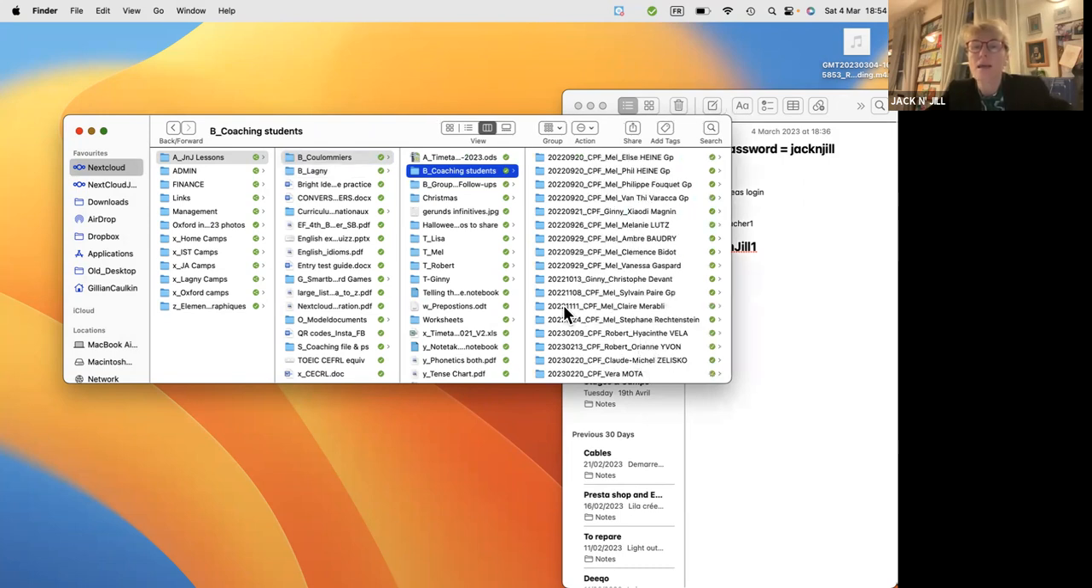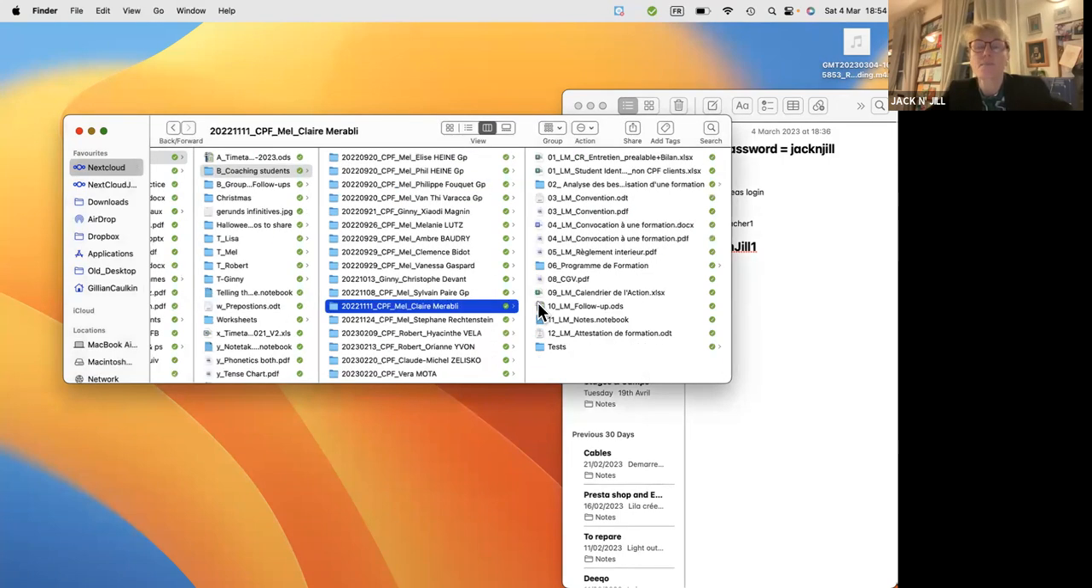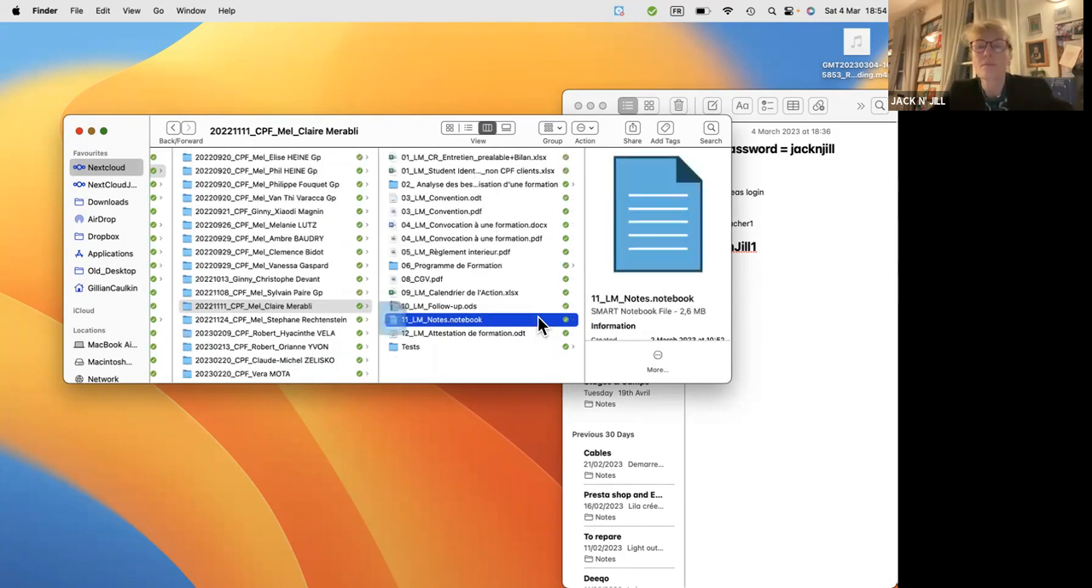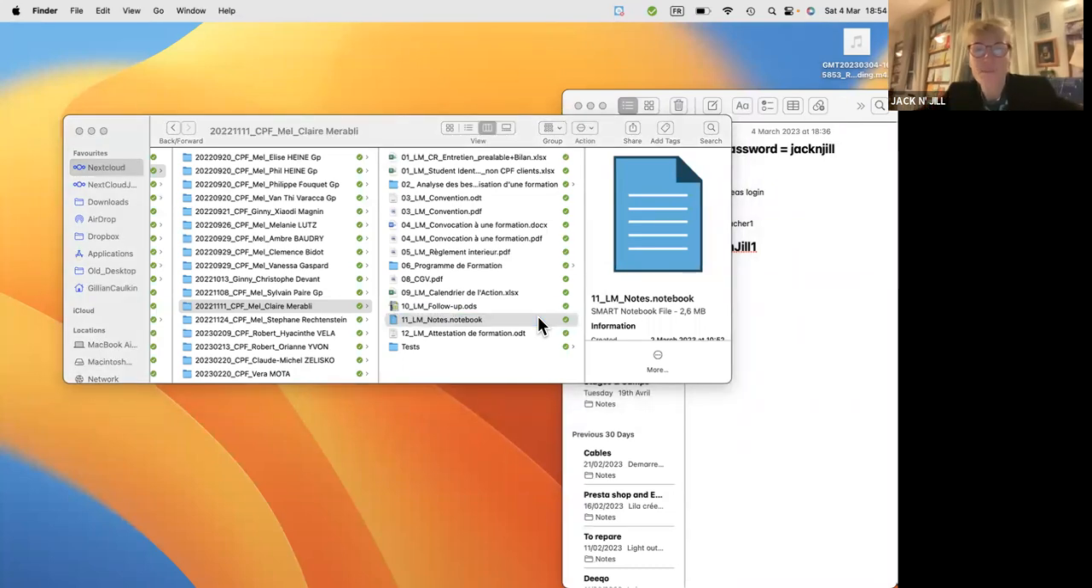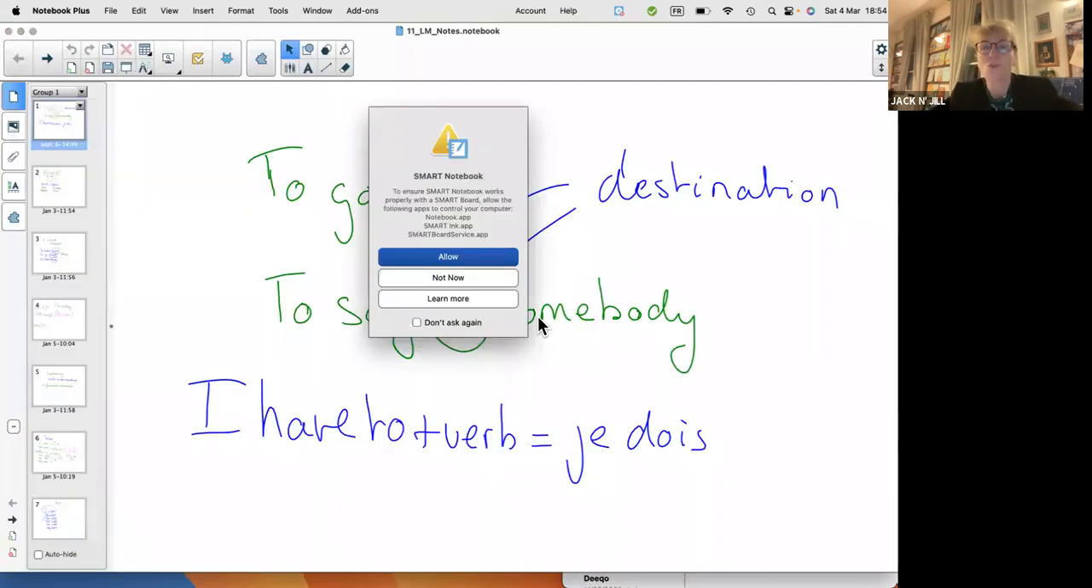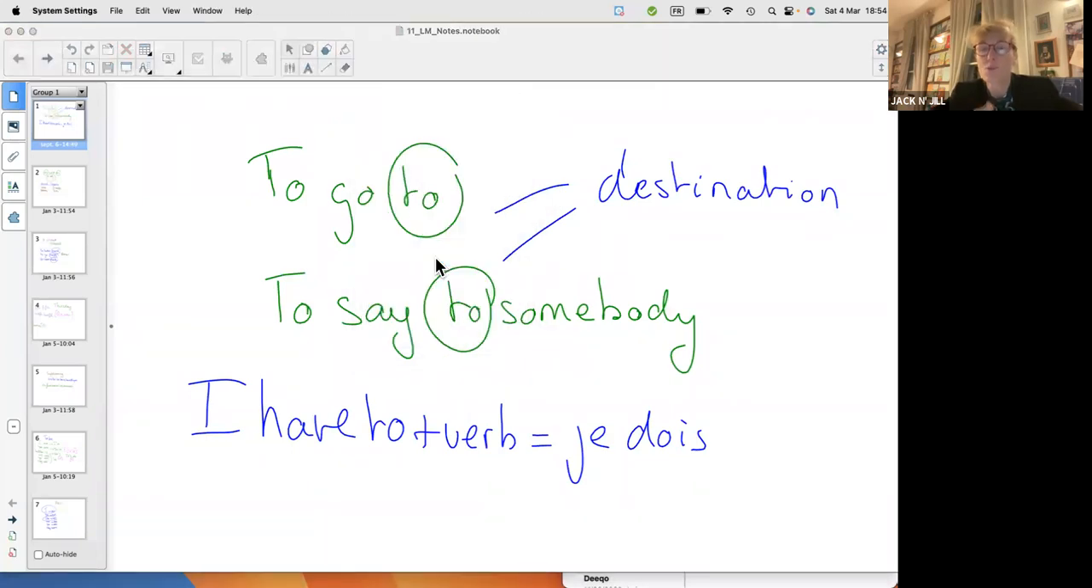I will take, for instance, Claire, who is a student who's been with us for a few weeks, and her notebook file is this one. I will use the notebook file to exemplify our methodology because this file exists in the notebooks in the school, which will allow you to use them.